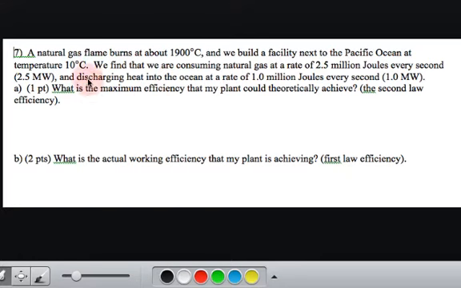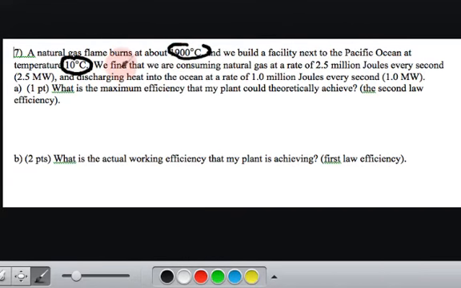Okay, this problem describes a natural gas flame burning at 1900 degrees C, or it burns at this temperature. And we build a facility next to the Pacific Ocean at 10 degrees C. So now we've got two different temperatures. You can see a cold temp here, and a hot temp, 1900 degrees C.